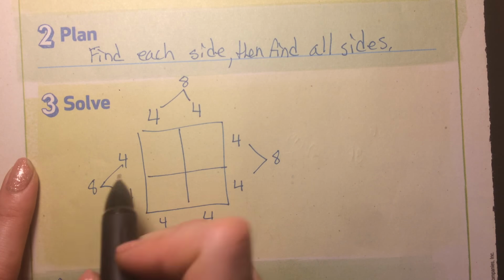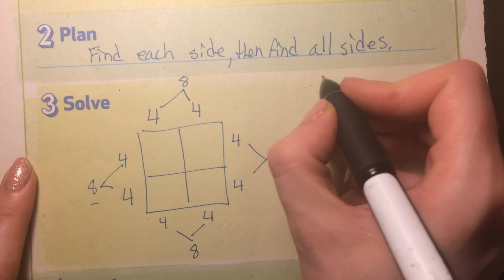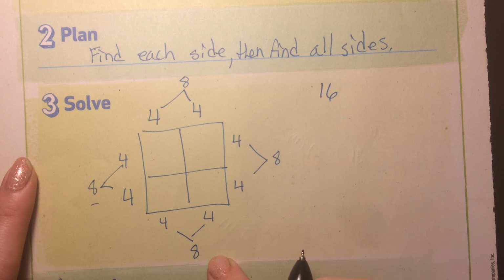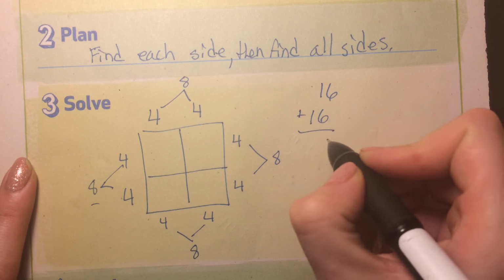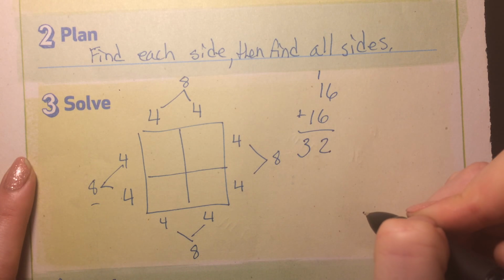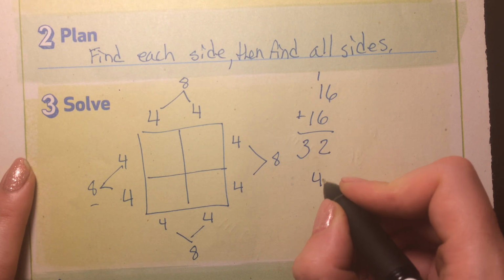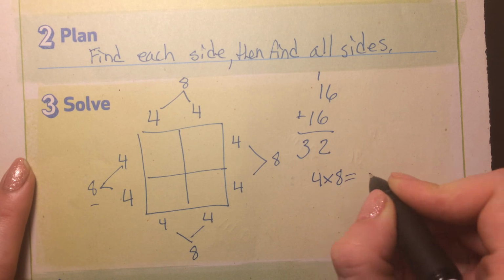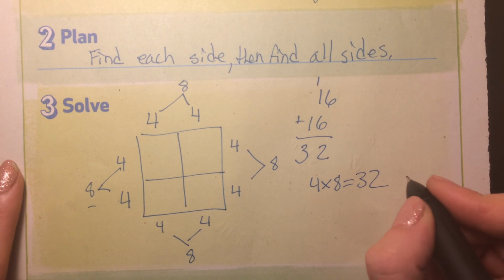So 8, I'll start here, plus 8 is 16. And I know 8 plus 8 is 16. So I can add that. 32. Or I could think there's 4 eights, so 4 times 8 equals 32. Either way. And remember, feet.